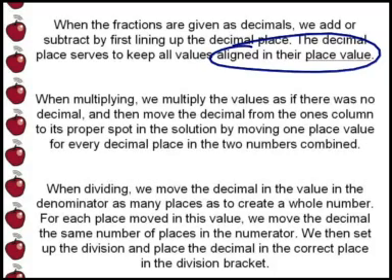When multiplying decimals, we are working with decimals at this moment. When multiplying decimals, we multiply the values as if there was no decimal, and then move the decimal from the ones column to its proper spot in the solution by moving one place value for every decimal place in the two numbers combined. What do they mean by that?